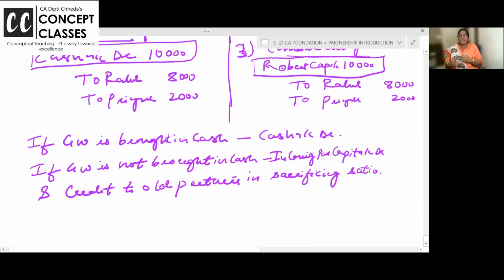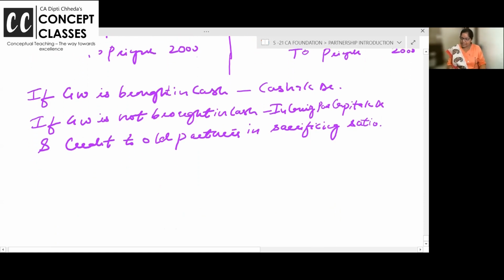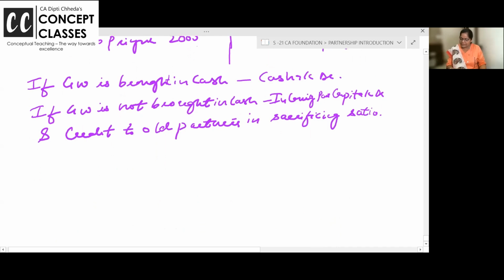So the reason I have taught you this way is that in the exam, the googly, the pitfall for the student is when to debit the partner's capital account for goodwill when the partner is not getting cash. Otherwise, हम क्यों डेबिट करेंगे पार्टनर का कैपिटल अकाउंट? Right? All of you clear?